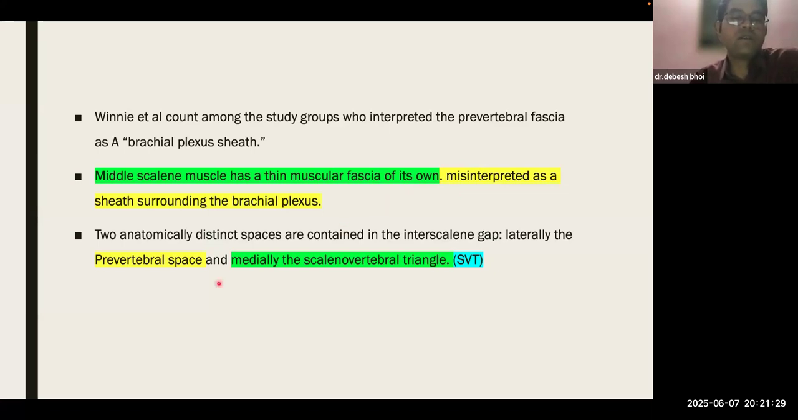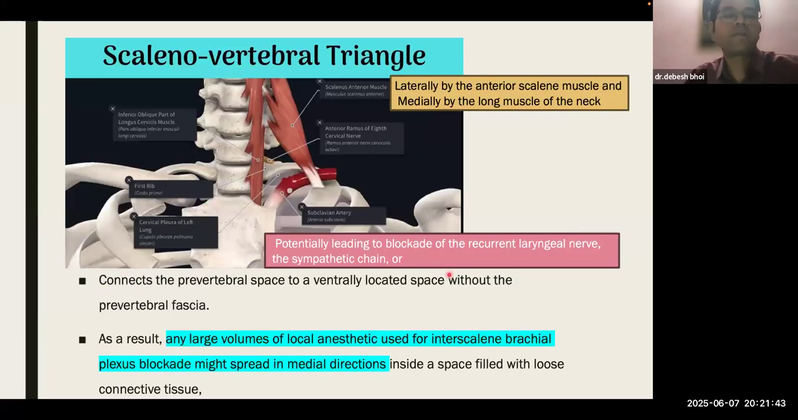Another thing is that two anatomically distinct spaces are contained in the interscalene gap. There are two spaces basically: one is your prevertebral space, and another medially, the scalenovertebral triangle. If you see the next slide, you can see the cervical vertebra, this is the longus colli, the long muscle of the neck, this is the scalene muscle, and this is the scalenovertebral triangle, which is more medial, and the prevertebral space is more lateral.